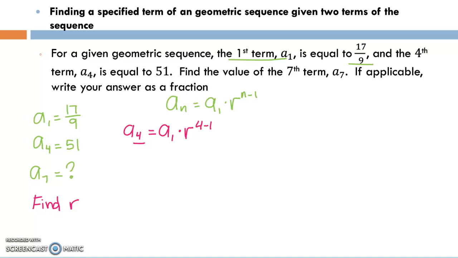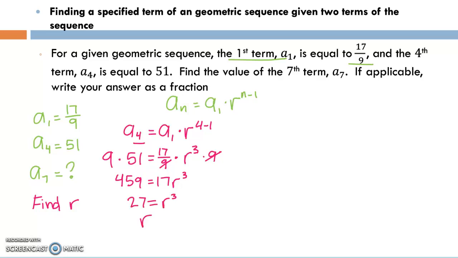So now I can fill some things in. a4 is 51, a1 is 17 ninths, and then I'm multiplying by r cubed. Now I have one variable in this equation and I can solve for it. In order to solve for this, I'm going to multiply by 9 on both sides, and I do that because those 9s will go to 1. Then I get 459 equals 17 r cubed. Now I can divide by 17 and get 27 equals r cubed. Then I take the cube root and I get my ratio. The common ratio is equal to 3.